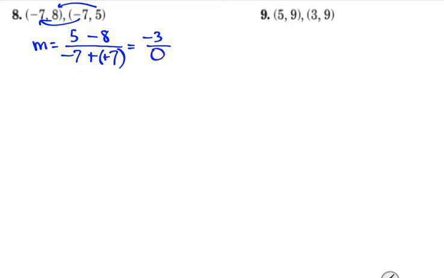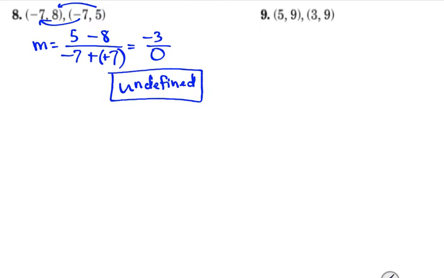Next example, (-7, 8) and (-7, 5). Okay, the slope is going to be y2 minus y1 over x2 minus x1. I see minus negative, so I'm going to change it to plus. 5 minus 8 is -3, and -7 plus 7 is 0. Now, we are not able to divide by 0. Divided by 0 is undefined, so the slope of this line is undefined. An undefined slope means that it's going to be a vertical line.